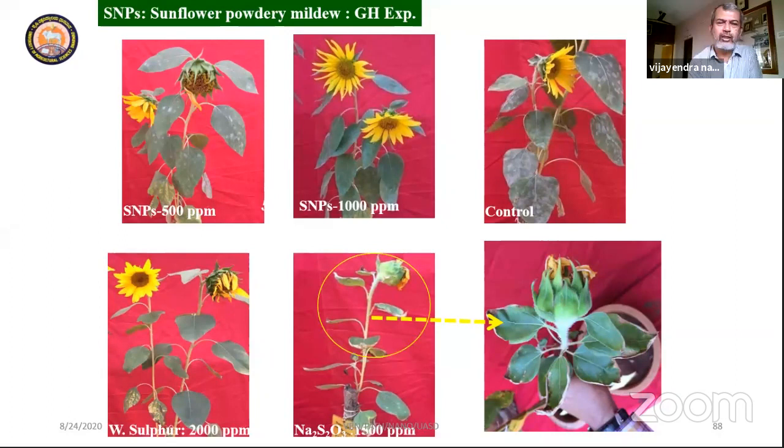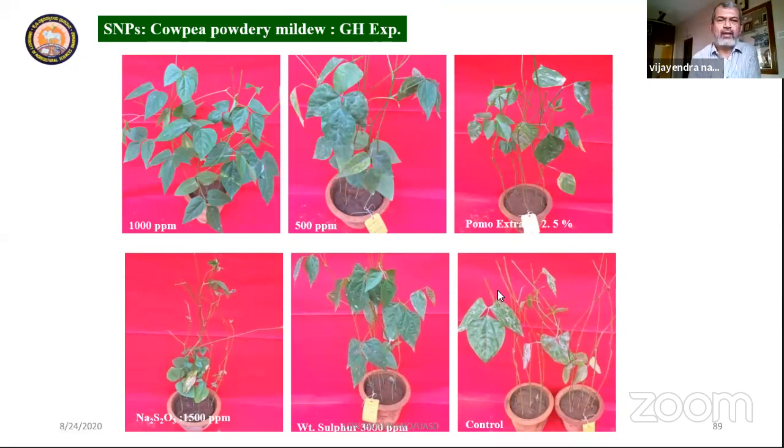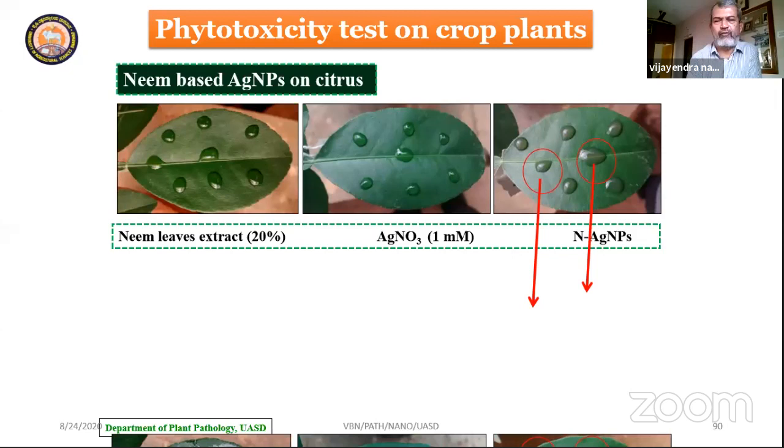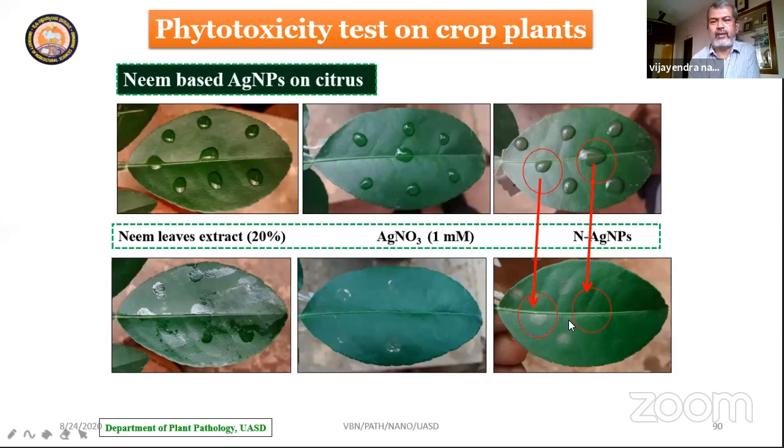Same thing, another one we tried in relation to cowpea powdery mildew in glass house. So we had the experimentation on these things. See now the extract, it is there, 500, nothing else, and it is the control. So this clearly indicates that definitely there is some value. Now coming to phytotoxicity, see now, neem based silver nanoparticles, we put on the citrus leaf and see what you can find. Nothing except the taste of the salt you can find.